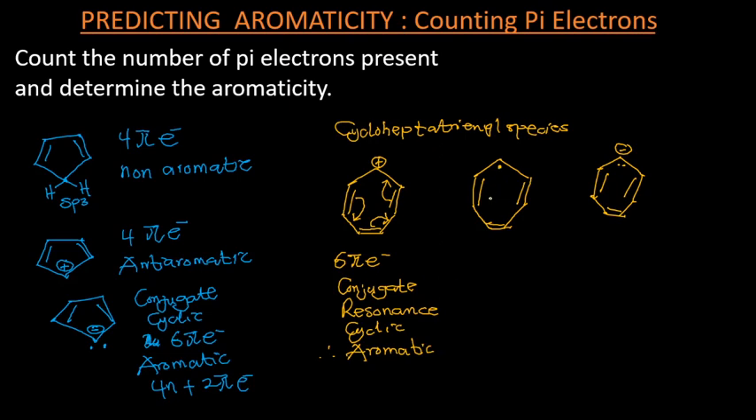Now let's look at this. How many pi electrons do we have here? Remember, there's a pi bond here, so we have the first pi bond here, second pi bond, and 1 electron in this p orbital. So if we count this, we're going to have 2, 4, 6, and 7. So we have 7 pi electrons, which is automatically telling us that this compound is what? Non-aromatic.